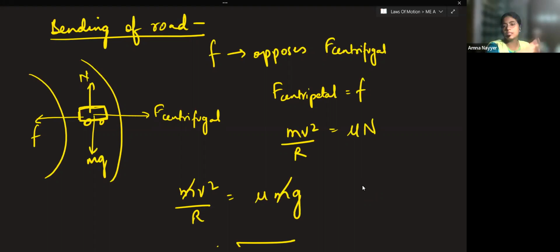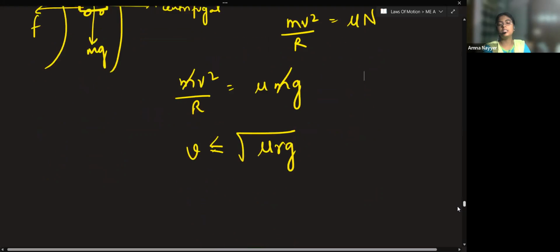Frictional force was the centripetal force. Frictional force provided the necessary centripetal force that was required for the car to bend on this road. Friction is mu N, and N can be equal to mg, though we have also seen cases where N is not equal to mg. In this case, the normal reaction will definitely be equal to the weight of the body, that is mg. So N was equal to mg. From here we got v equal to under root mu r g.